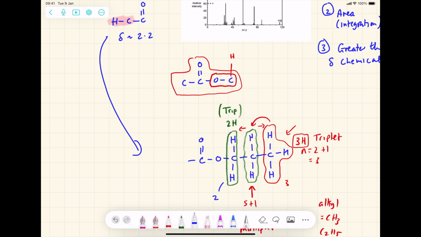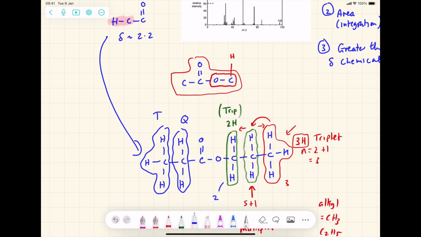So if I put that in there, that will give a CH2 and a CH3. And if I just circle my drawing, I can see that would be a quartet because it's next to a CH3 on the left. And this one would be a triplet because it's next to a CH2 to its right.